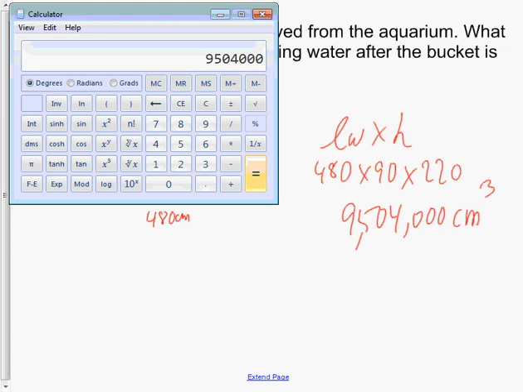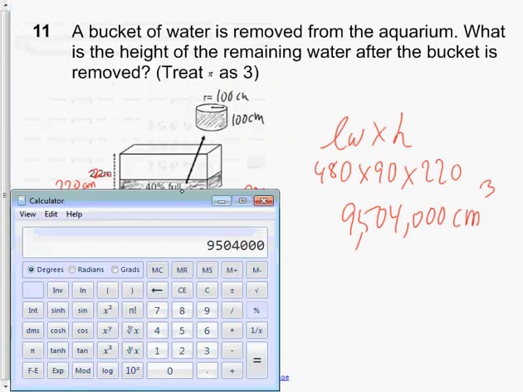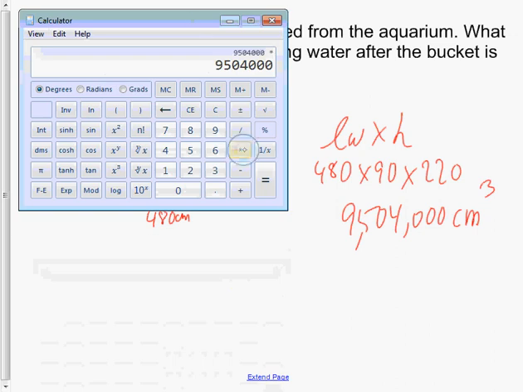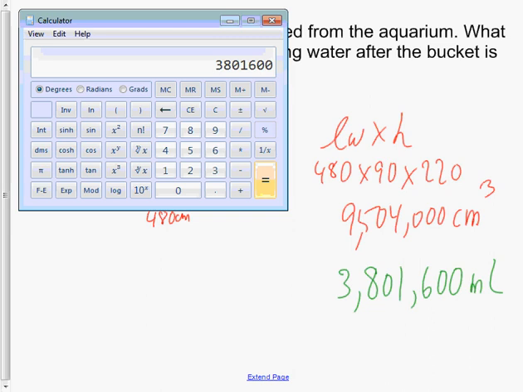But we know that it's not full, right? We know that that aquarium is only 40% full. So really, what I want to do is find out 40% of that. So if I multiply that by 40%, I get the volume of water that is in the aquarium to start with. I'm going to do that in green. It's 3,801,600 milliliters. Or if I wanted to change that over, it's 3,801 liters of water, right? But we're just going to keep it in that.